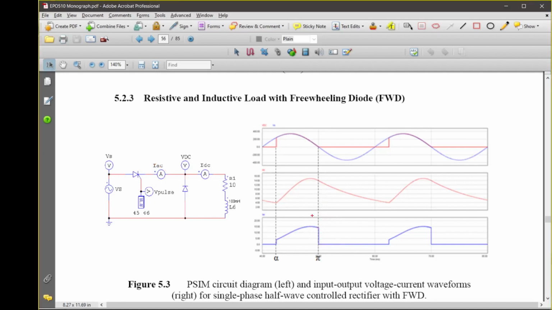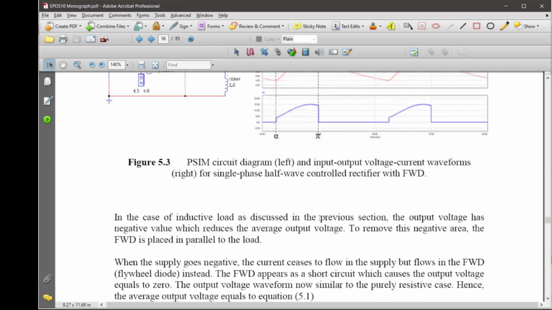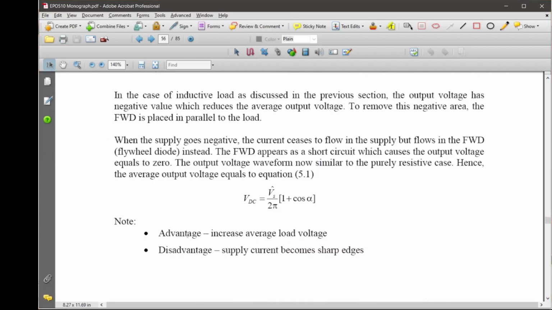So in this case, because of that operation, we see that the thyristor has more stress. It becomes more stressful in this case, because the current jumps from peak value to zero instantaneously. So that is the observation that we can make. And there's a note here, advantage: because of that, we increase the average voltage, and the disadvantage is that the supply current has sharp edges.